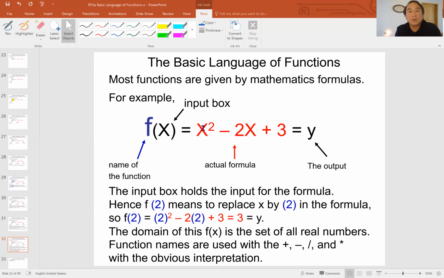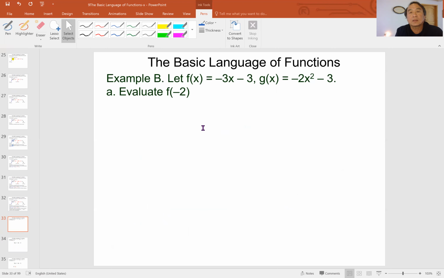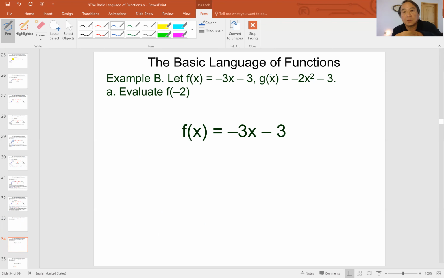And for this particular formula, we can plug in any numbers, so the domain is all numbers. Here are some examples. Evaluate by plugging in -2 into f. The reason we name different formulas as functions f, g, h is that on a single page of calculations, we might be dealing with multiple functions. So to make things simpler, we make names for the functions.